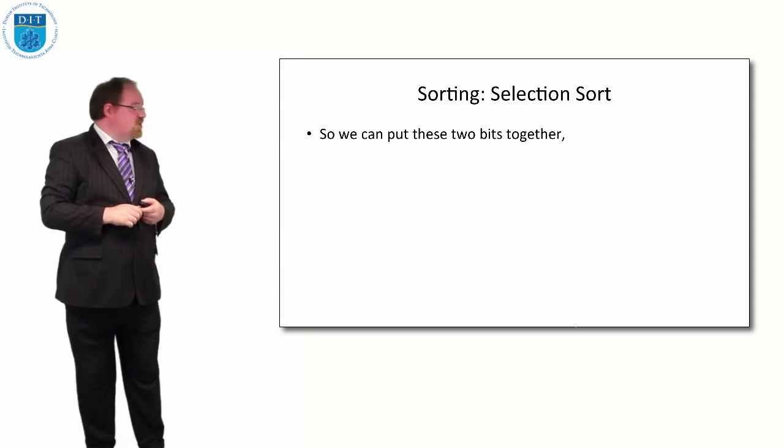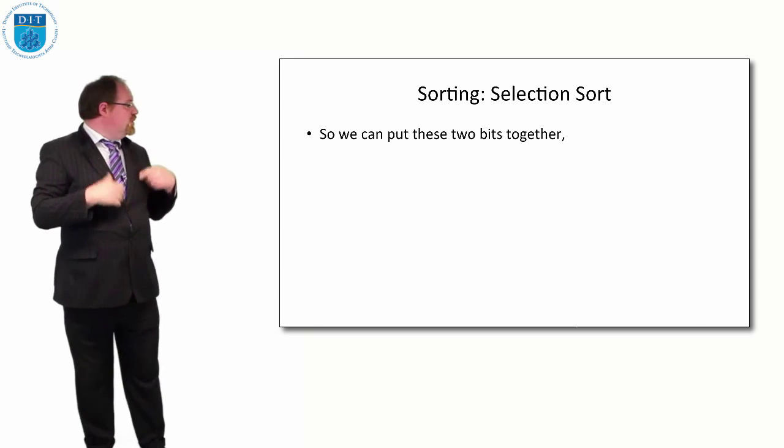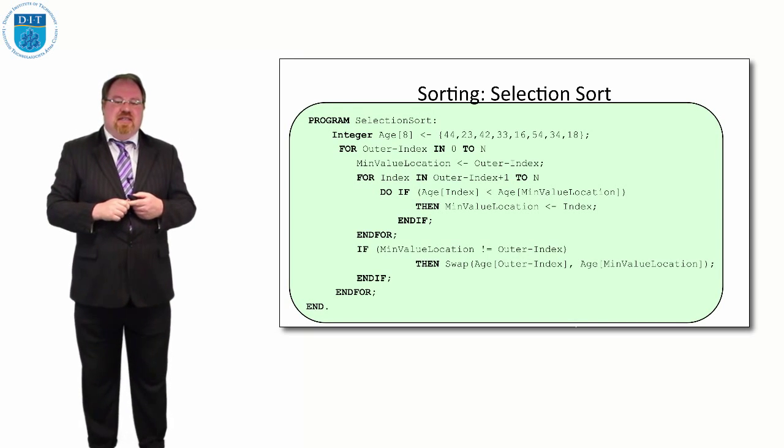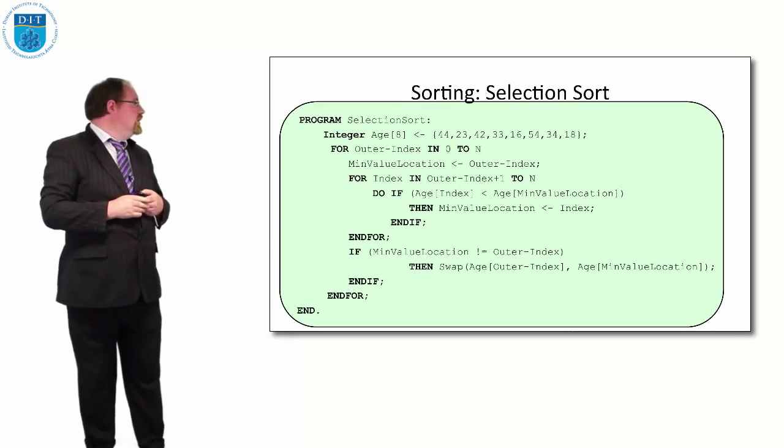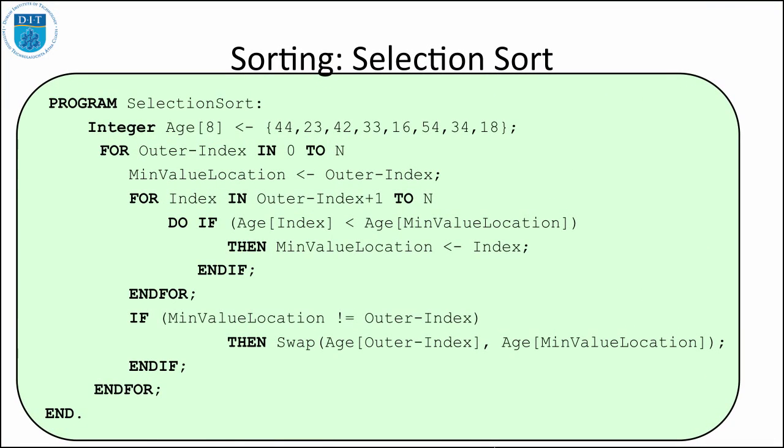So here's what selection sort looks like. It's the program of selection sort. We create an array, same array as before, and then we have two loops. The outer loop is going from the start to the end of the array, and the inner loop is finding the minimum value each time. So we pass the array and find the smallest value in it.